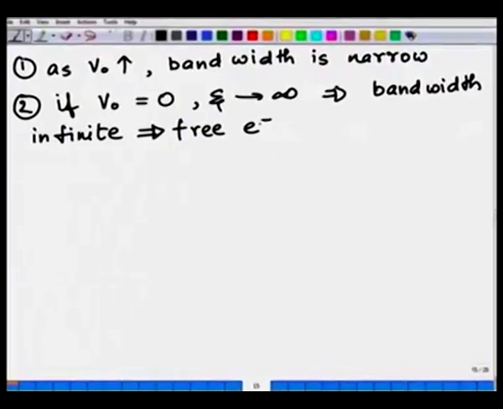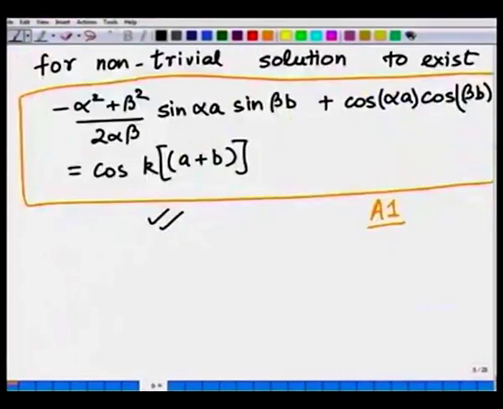So then it is possible, if you wish, we can go back to our equation, this A1 equation which we have written down, and you can substitute in there for the case we are dealing with, namely when alpha is beta. So if we take alpha equal to beta and we substitute V0 equal to 0 in there, V0 equal to 0 means that alpha is equal to beta.